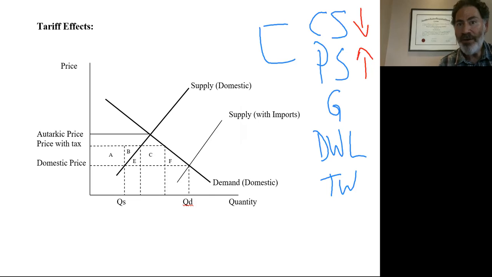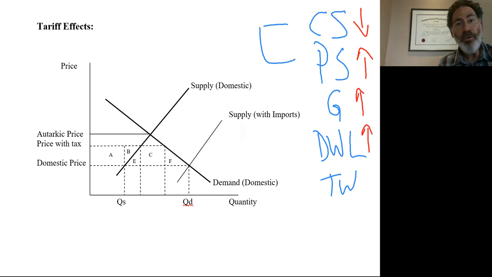Now, a tariff is a tax, so there are government revenues. And this is an intervention into the economy, so there are a lot of activities which go on that create inefficiencies. That's referred to as a deadweight loss. So there's always a deadweight loss created.